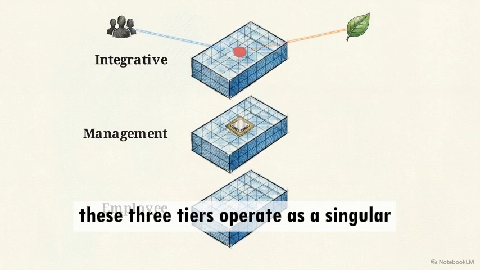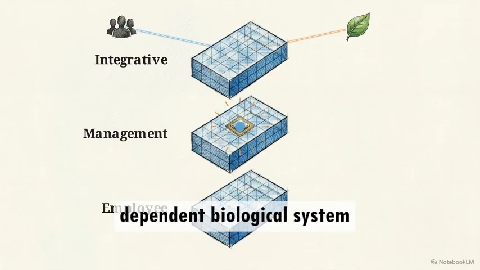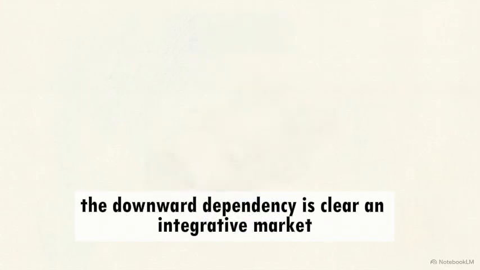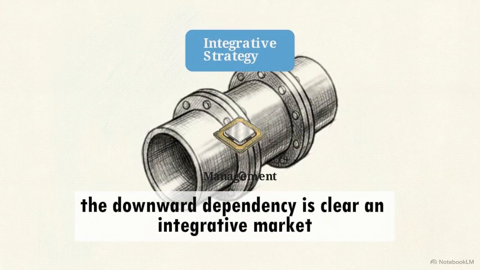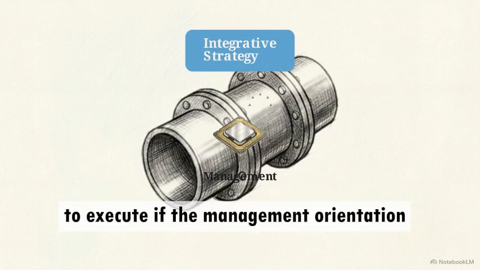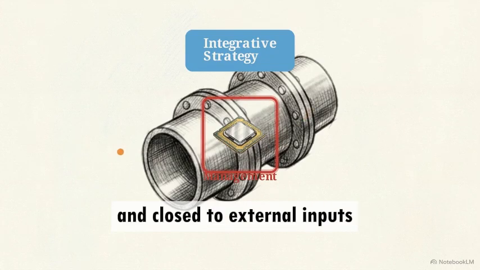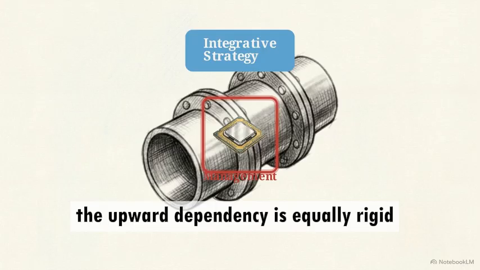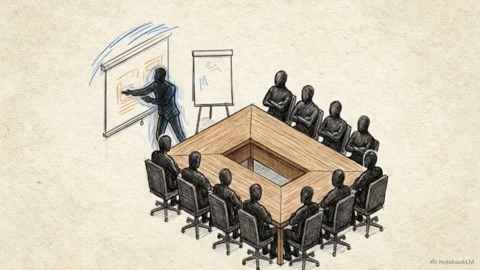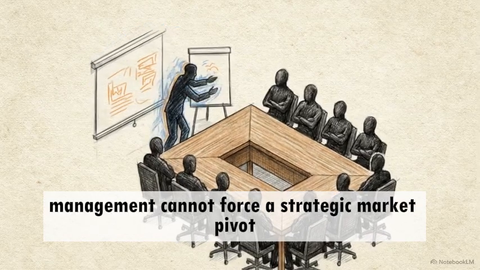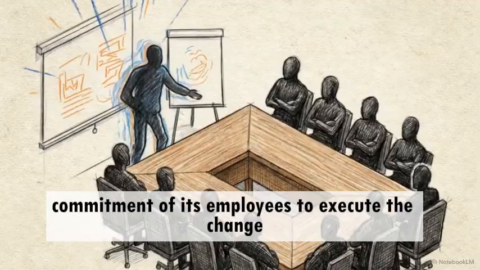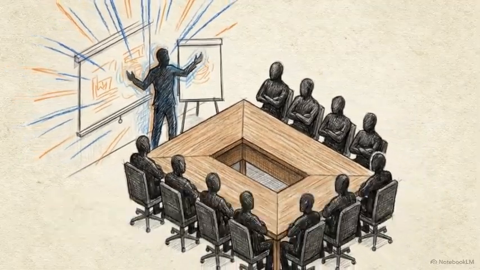These three tiers operate as a singular, dependent biological system. The downward dependency is clear. An integrative market strategy is impossible to execute if the management orientation remains reactive and closed to external inputs. The upward dependency is equally rigid. Management cannot force a strategic market pivot without the affective commitment of its employees to execute the change.